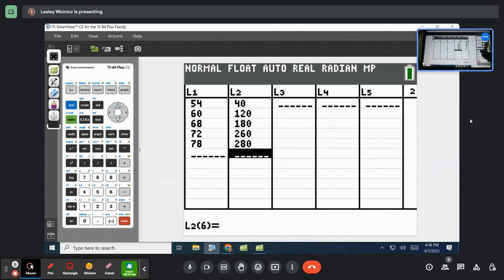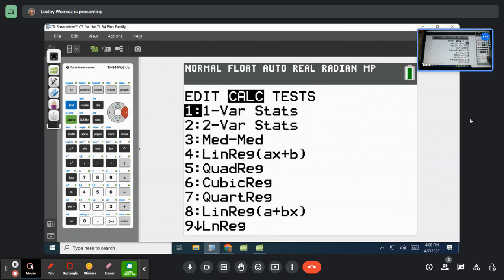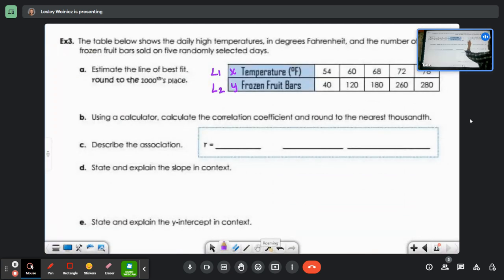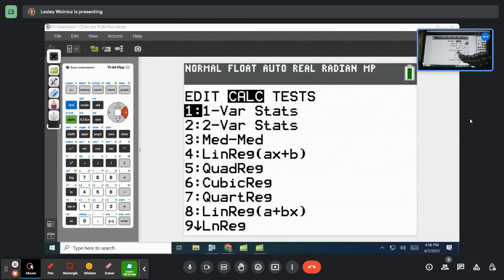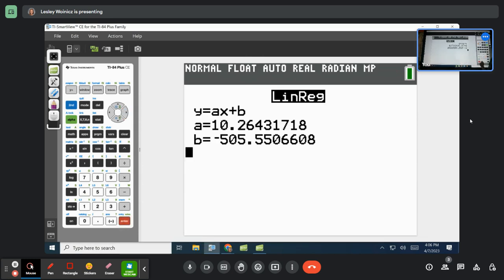Okay, so now I go back to stat. I'm done editing. I'm going to calculate my line of best fit. It says estimate the line of best fit in the directions. Here, I'll circle it for you. It says line. So I want number 4, linear regression. This one. Number 4, it looks like y equals mx plus b. Enter a bunch of times.